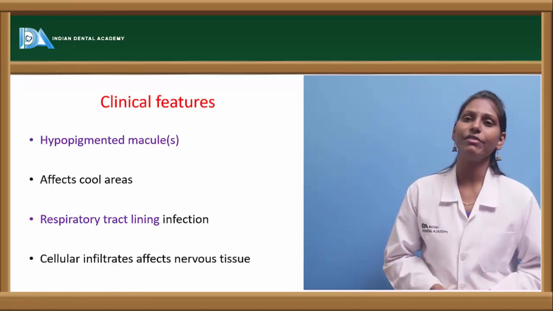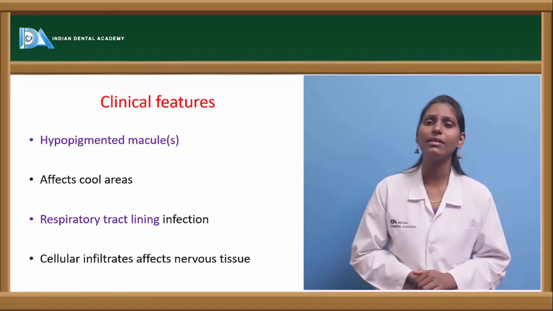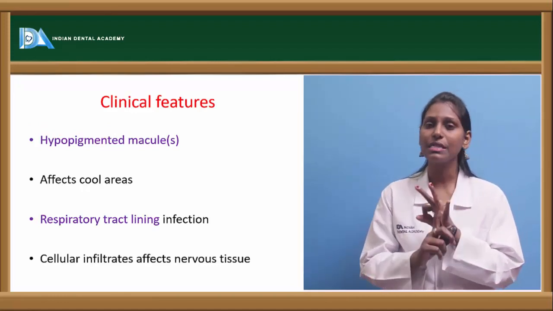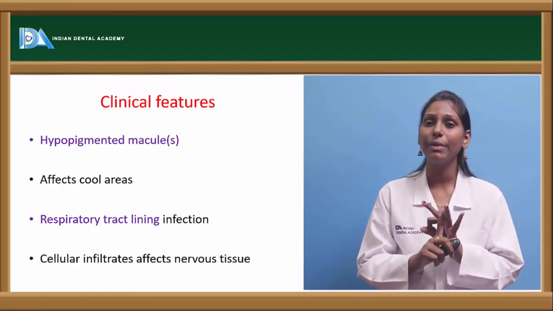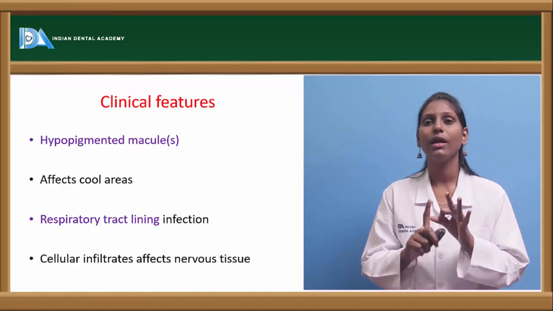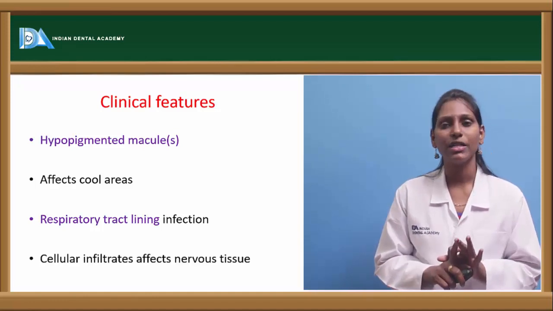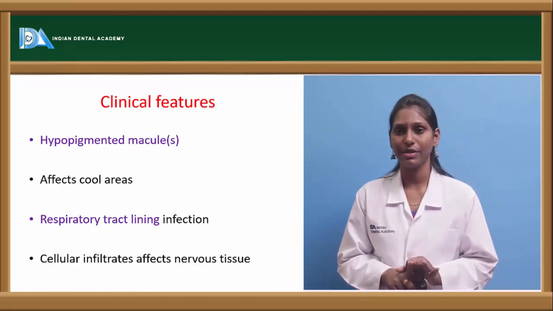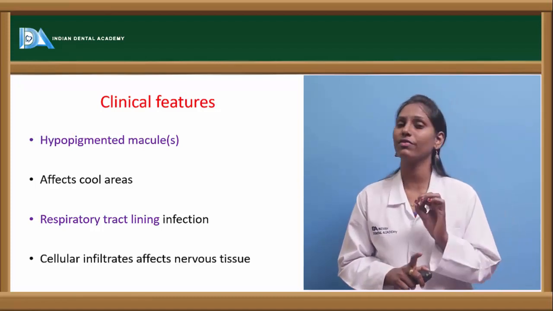Now coming to clinical features. The pathognomonic features of leprosy are three. First is hypopigmented macules. Second is involvement of peripheral nerves, where peripheral nerve thickening can be observed. And third is slit smear positive, that is, we can actually isolate the bacteria or bacilli from this region. So these three features are pathognomonic or diagnostic features for leprosy.